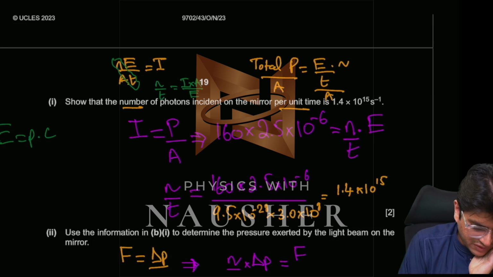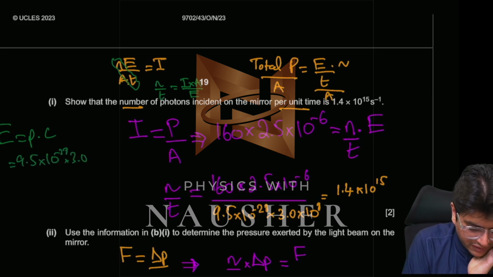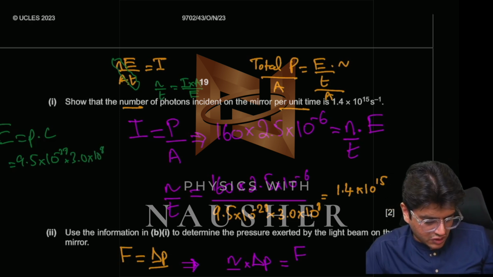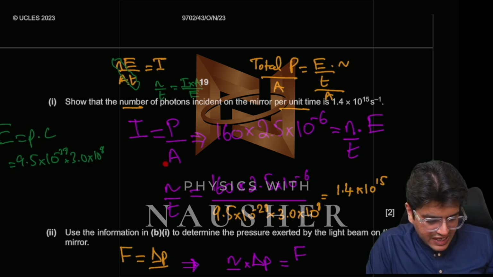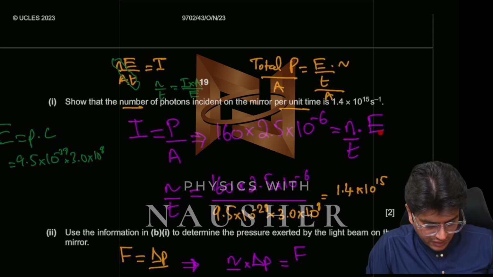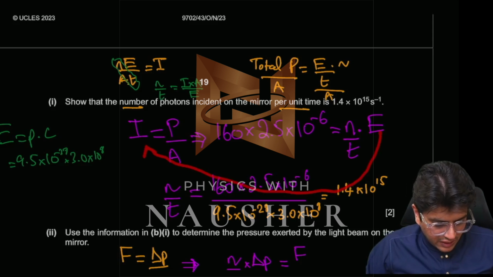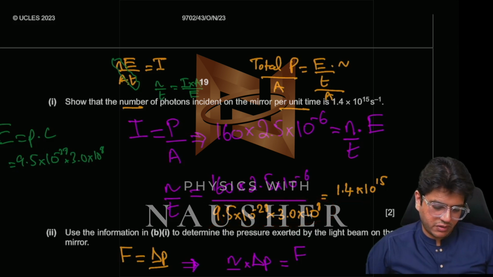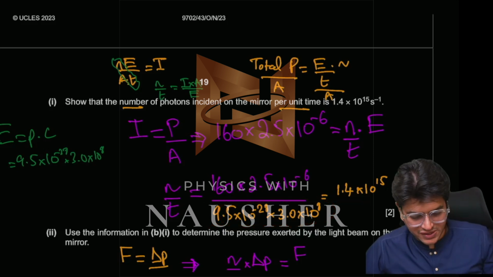Do I have the momentum? Of course I do. 9.5 into 10 to the power minus 28 into speed of light, 3 into 10 to the power 8. This is the energy of the red photon. So the area multiplied with the intensity, then divide by the energy on the other side as well. And the energy is this, and I get 1.4 into 10 to the power 15. This is the number of photons per second.